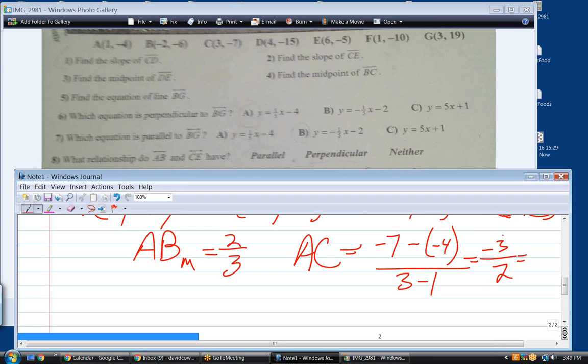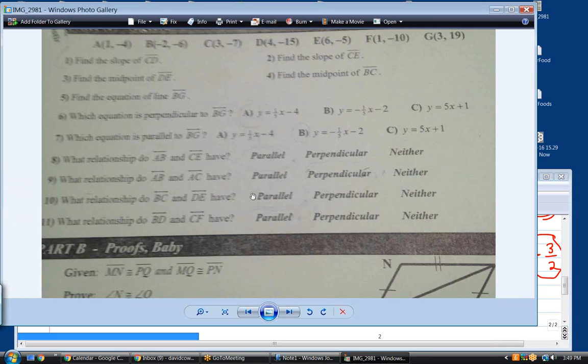And that's the same. In other words, when you have a negative sign in either the numerator or the denominator, I can put it out front like that. Same thing. Doesn't matter whether the negative sign is in the numerator, the denominator, or out front. Means exactly the same thing. So the slope of AB is 2/3. The slope of AC is minus 3/2. What is their relationship? Are they parallel, perpendicular, or neither? Perpendicular. Very good.